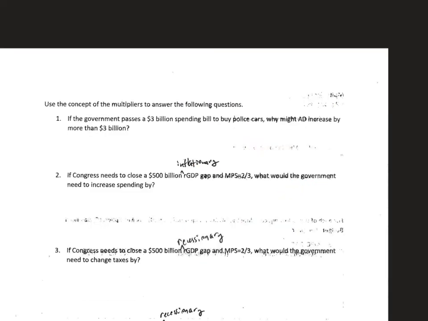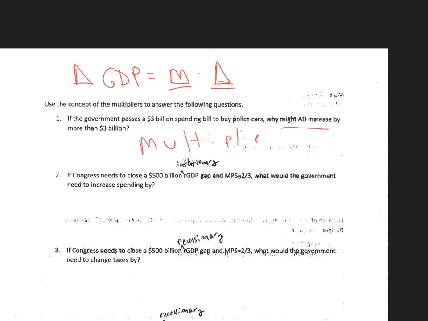So a lot of these use that basic equation: the change in GDP equals the multiplier times whatever the change is going to be. And again, use the taxing multiplier with the change in taxes, and the spending multiplier with the change in spending. So if the government passes a $3 billion spending bill to buy police cars, why might AD increase by more than $3 billion? Simple. Multipliers. Or the spending multiplier.